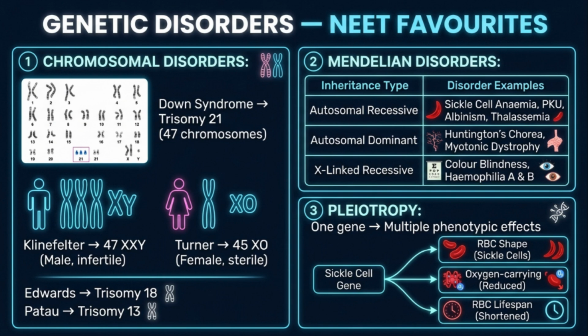Now, Mendelian disorders: sickle cell anemia, autosomal recessive, single nucleotide mutation in beta-globin gene causing glutamic acid to valine substitution. HbA becomes HbS. Huntington's chorea, autosomal dominant, progressive neurodegeneration, appears in middle age. And remember pleiotropy, 1 gene, multiple effects. Sickle cell gene affects shape, oxygen carrying, and cell lifespan.